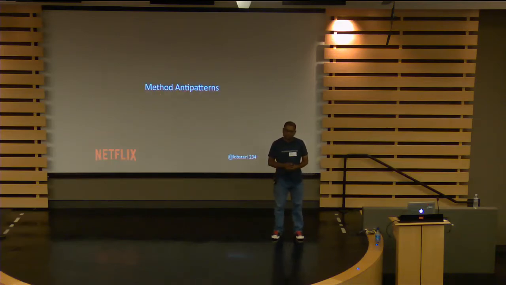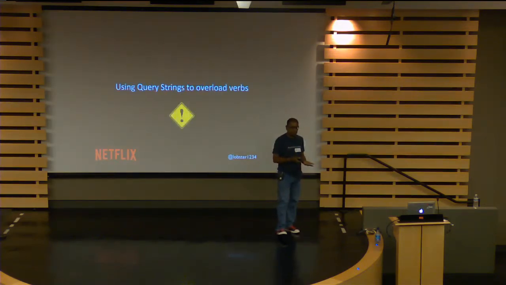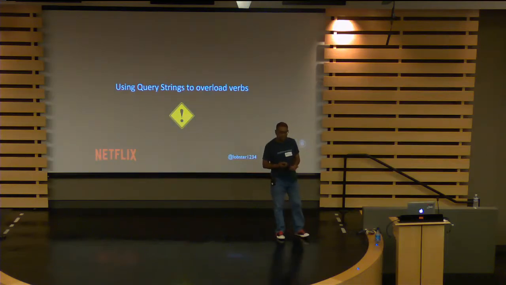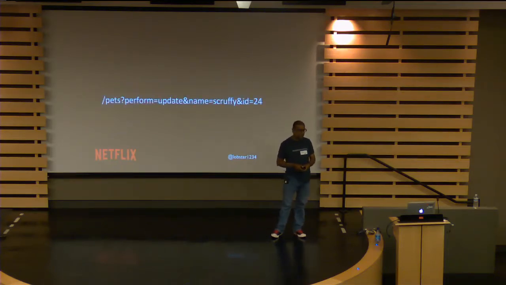So we talked about the request anti-patterns. Let's talk about method anti-patterns, right? Method is essentially making use of HTTP methods in somewhat wrong way. For example, using query strings to overload verbs. Right, this is an example for that.